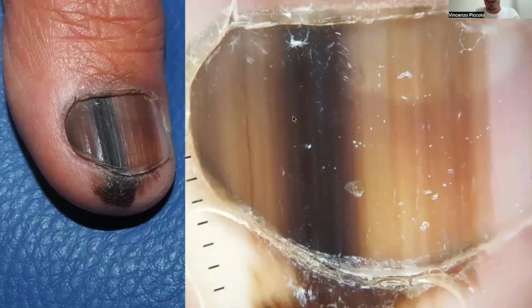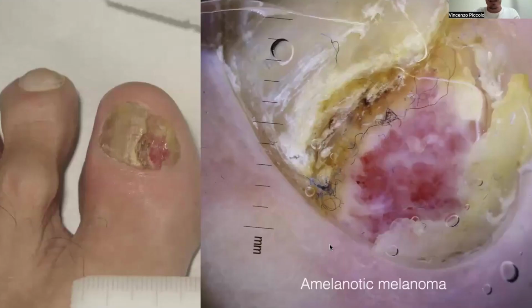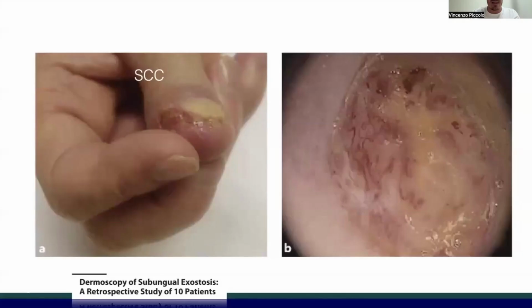Look at this other case. The bands are different for thickness, for color, and for characteristics. So it's very important to recognize melanoma that in this case is associated with a typical acral lentiginous melanoma. And sometimes we have alteration of the nail plate with ulceration of the nail plate that is secondary to an amelanotic melanoma that is very difficult to diagnose because of absence of pigmentation, like in this patient.